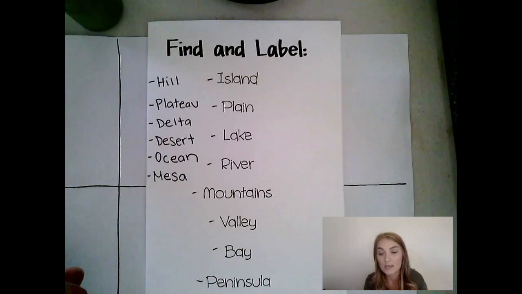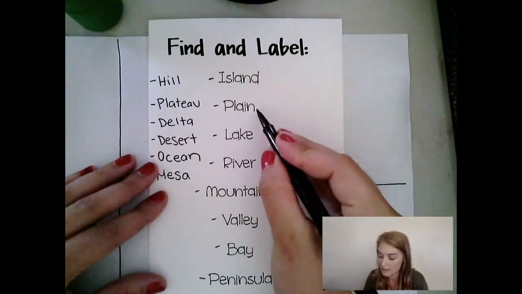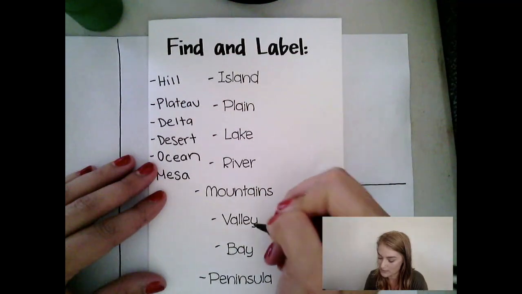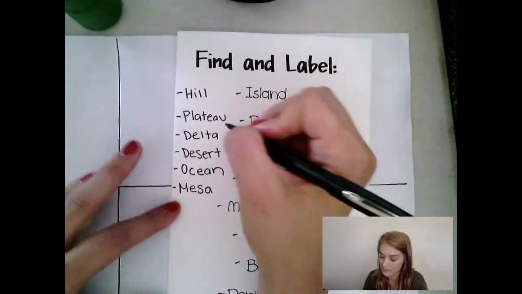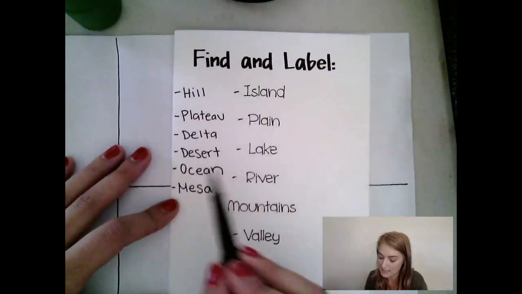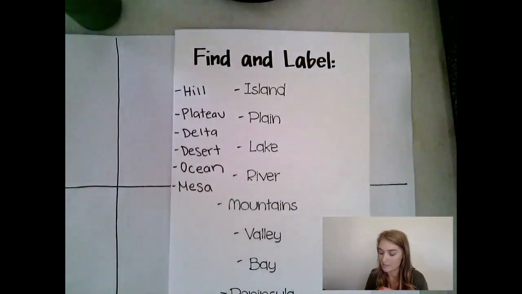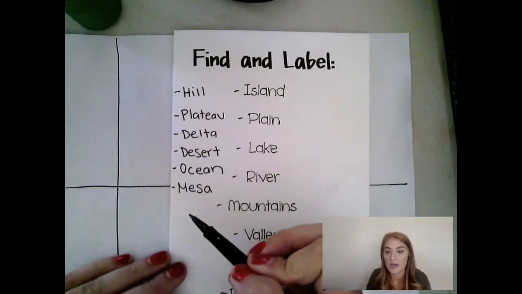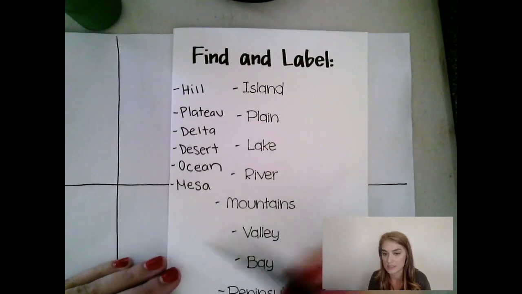This is not a complete list of all the different types of landforms, but just some of the forms that you could find. So I have island, plain, lake, river, mountains, valley, bay, peninsula, hill, plateau, delta, desert, ocean, and mesa. And mesa is a big plateau. But I added it because I thought that you guys would like it, since it's a word that's also in Spanish, which means table in Spanish.